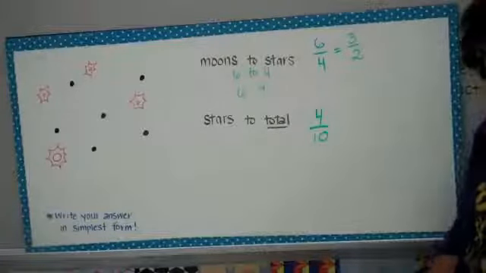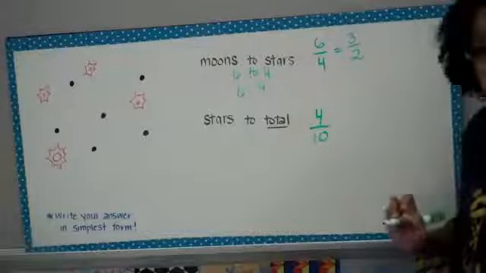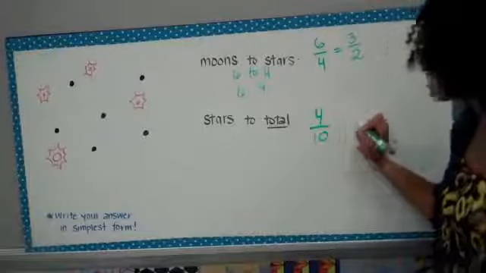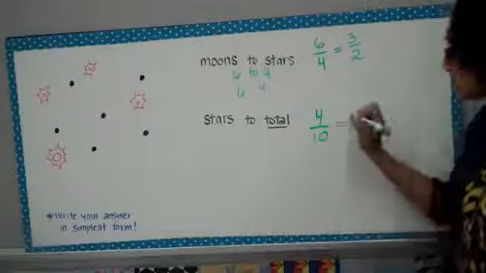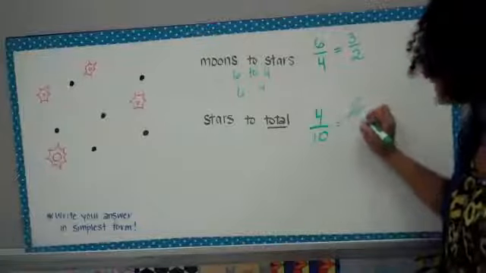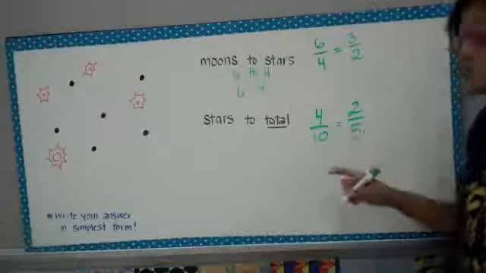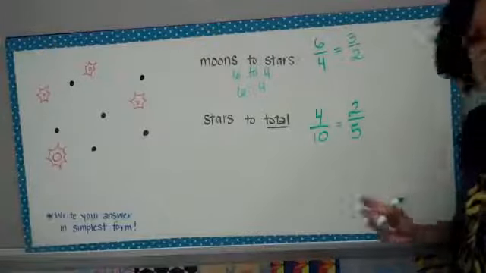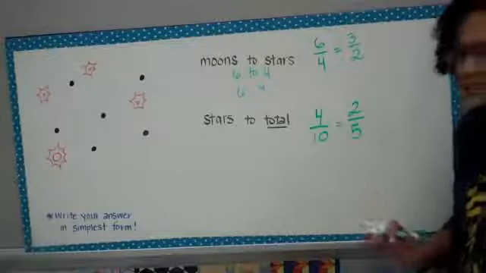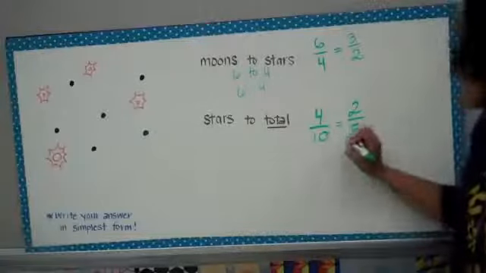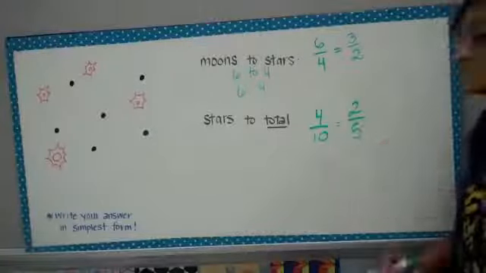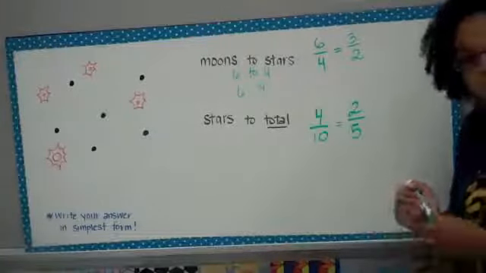Now, I don't think that's in simplest form, so I'm going to simplify it. 2 goes into 4 and 10. 2 goes into 4 twice. 2 goes into 10 5 times. So an equivalent ratio is 2/5, but it's written in simplest form. Let's double check and make sure. 2 times 10 is 20. 4 times 5 is 20. So my cross products are equivalent.